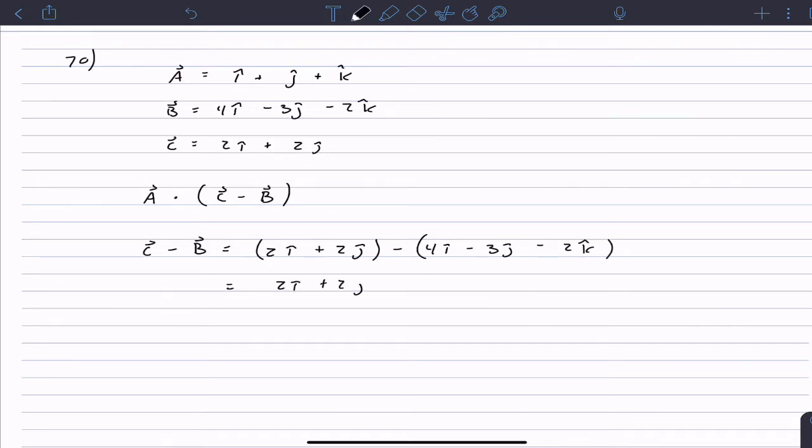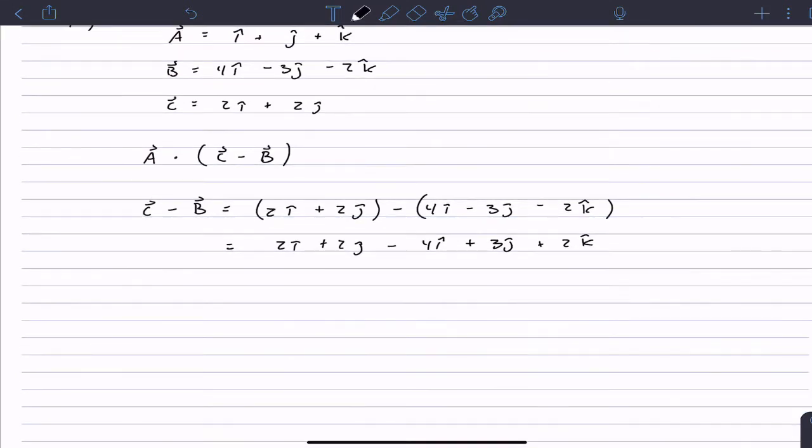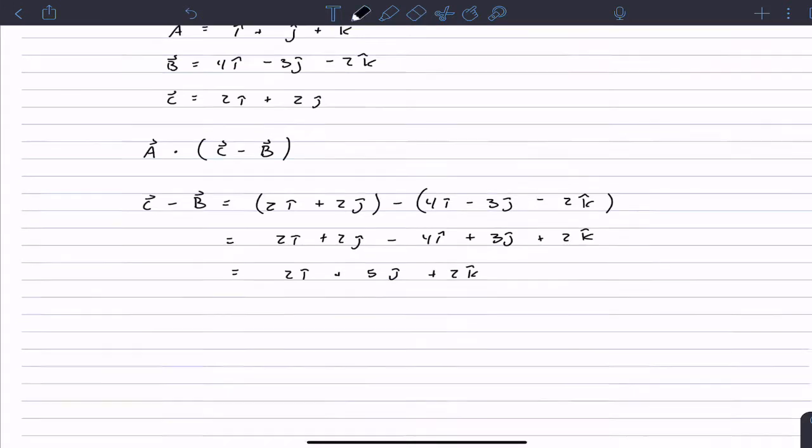Minus 2j minus 4i plus 3j plus 2k. So we only add or subtract in the direction of i hat, j hat, or k hat respectively. So 2 minus 4, 2i hat. 2 plus 3, that's 5j hat. Negative 4, oh, that's it. And then plus 2k hat. I was just reading it wrong. Okay, so that's c minus b.